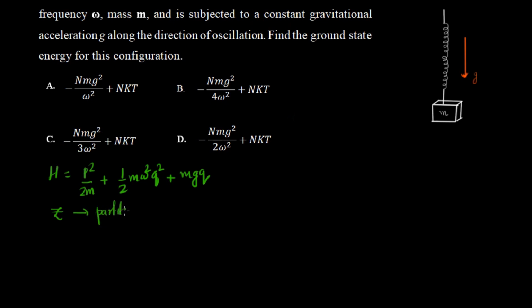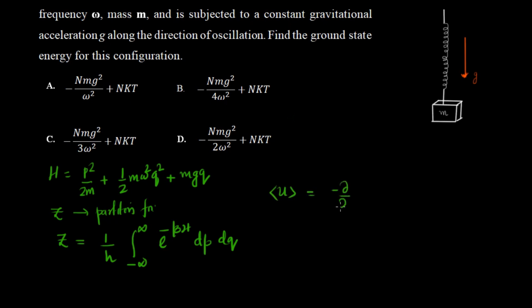The partition function for a continuous system like this, for the one-dimensional case, is Z = 1/h ∫ from minus infinity to infinity e^(−βH) dp dq, where H is the Hamiltonian and β is 1/kBT. After that, to find the average energy, we find minus d/dβ of ln Z.